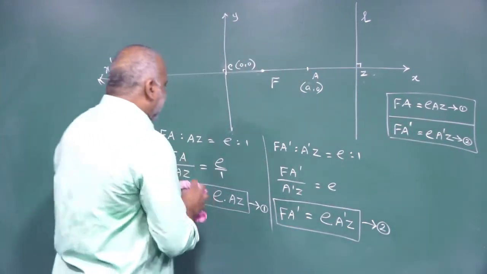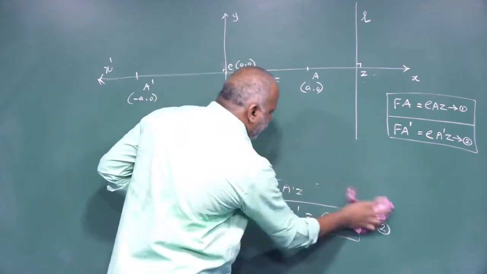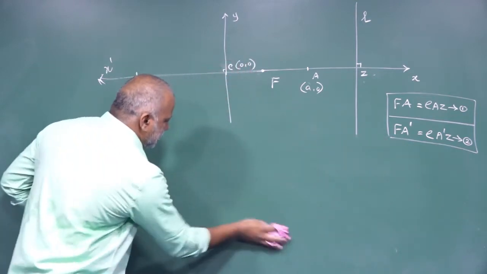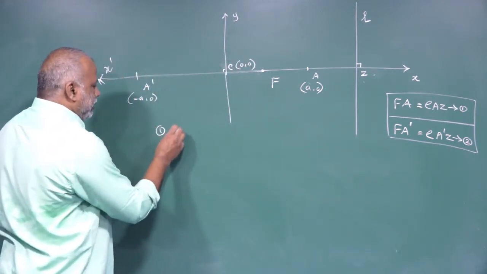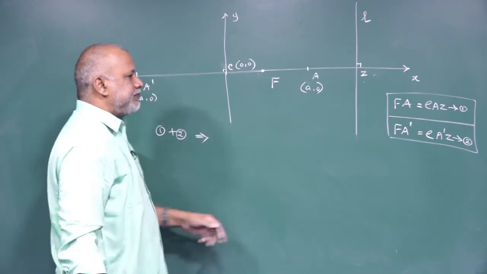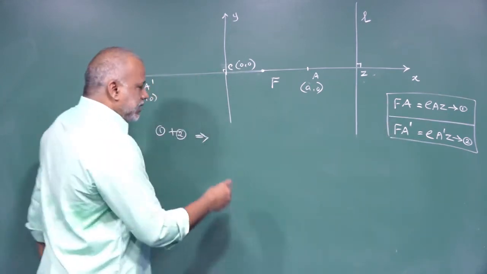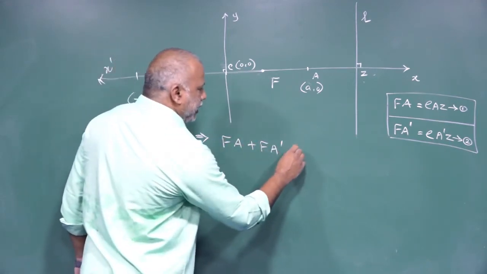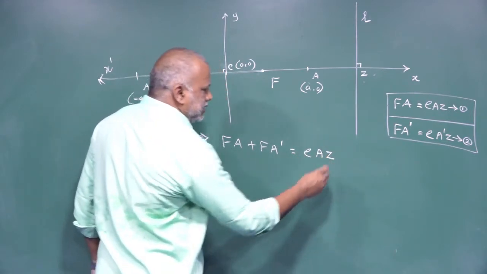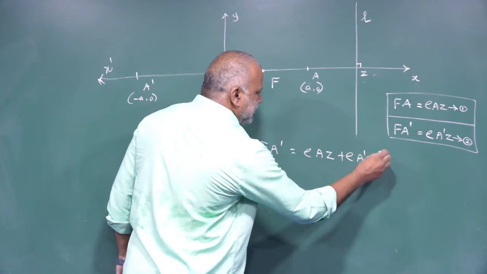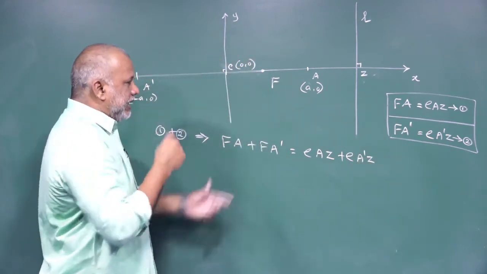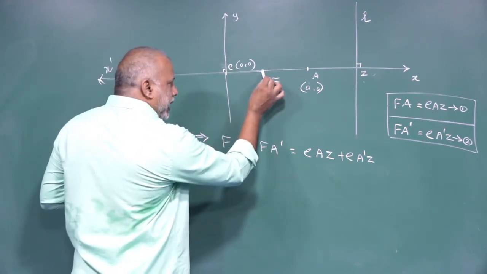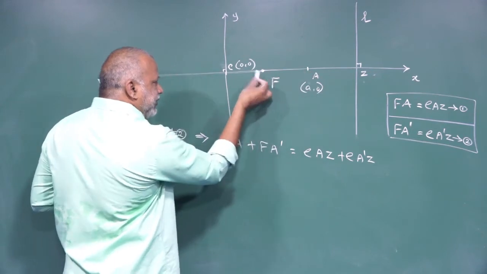Now listen, adding 1 and 2. Now I am going to add result number 1 and 2. See the board carefully. FA plus FA dash. Therefore, FA adding with FA dash is equal to, in your RHS side, E times AZ plus E times A dash Z. Now, see the board. FA here, FA dash here. We are going to add FA plus FA dash.